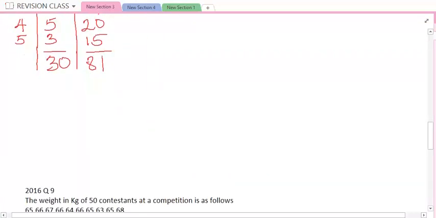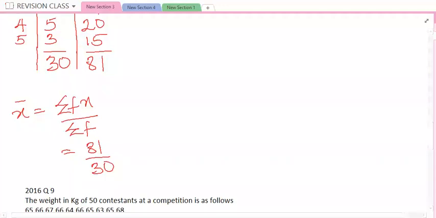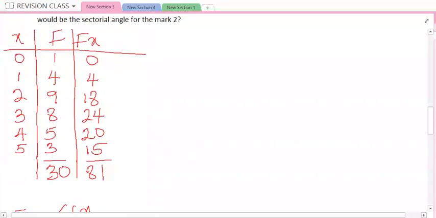So we want to calculate the mean. What's the formula? The mean is given by summation fx over summation f. So what's summation fx? 81. What's summation f? 30. So meaning we can say our mean is equal to 81 divided by 30, which will give me 2.7. That will be the mean.